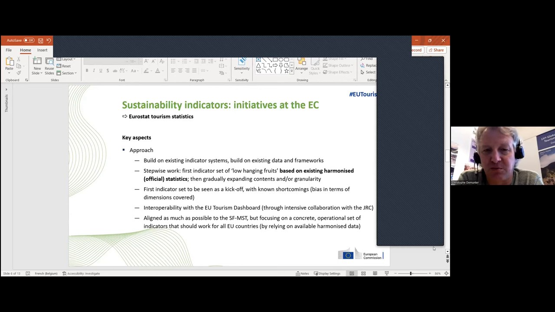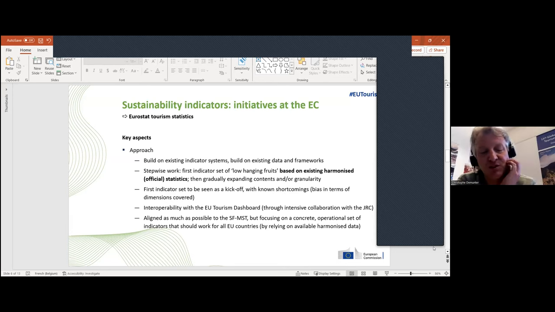The first step is to get some, as we call it, low-hanging fruits. So we have harmonized data on businesses, on tourism, on labor markets that we want to exploit to come up with indicators linked to sustainability of tourism. Then we want to see if we can develop these further. We can deepen them, we can widen them by widening the scope, going more granular in terms of geographical granularity, temporal granularity. But I will come back to that in a moment.